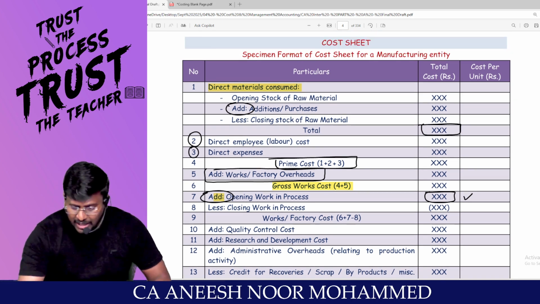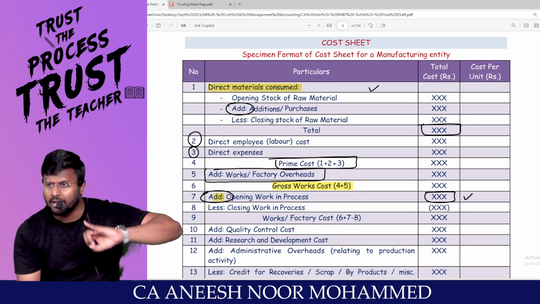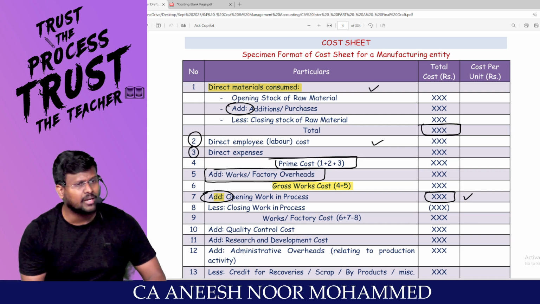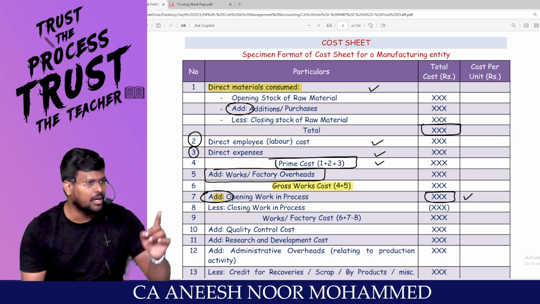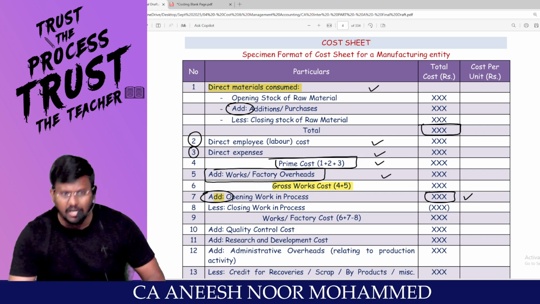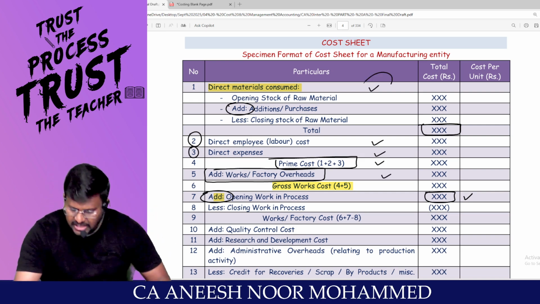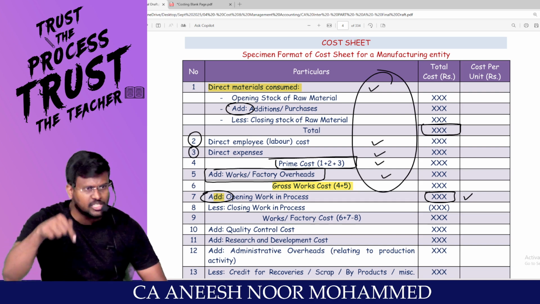But I have consumed certain direct material. I have incurred direct labor. I have incurred direct expense. I have incurred prime cost. I have incurred the factory overhead. This is the total cost I have incurred during this period.